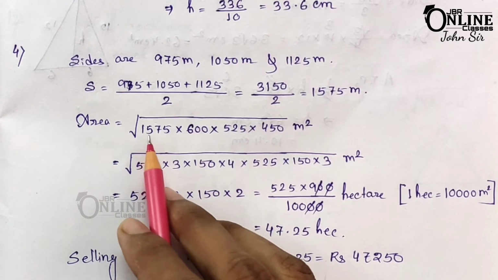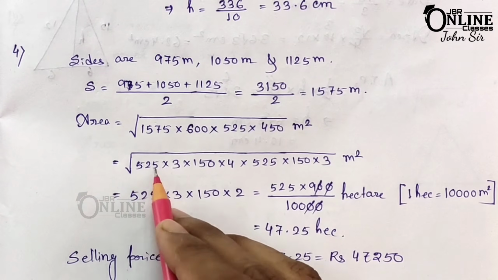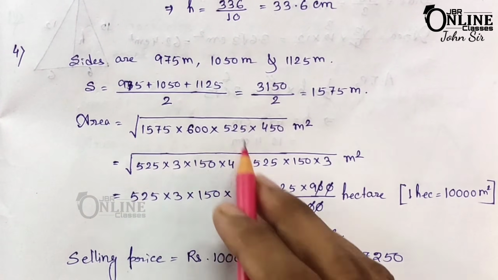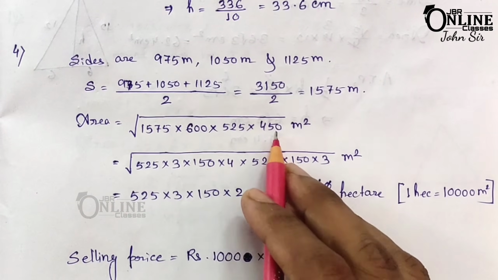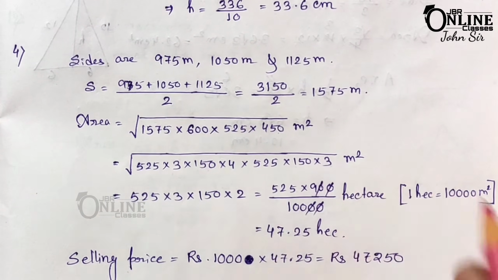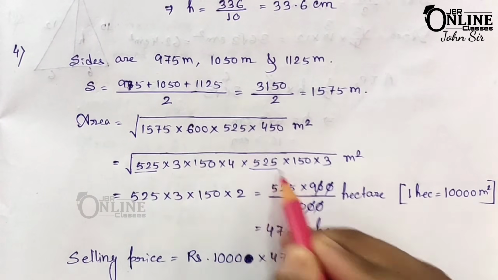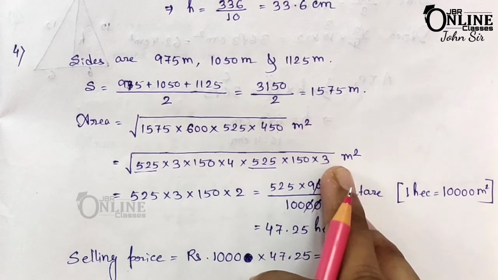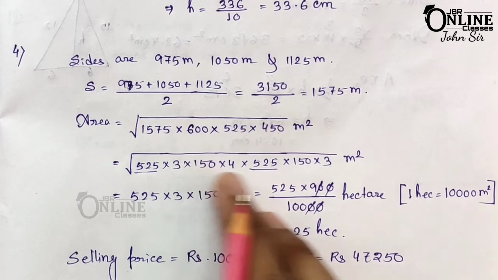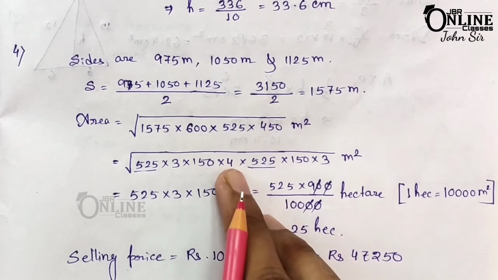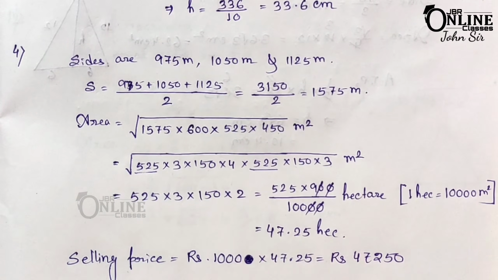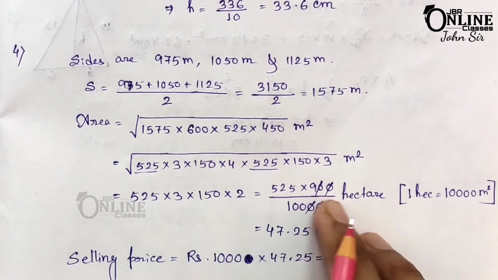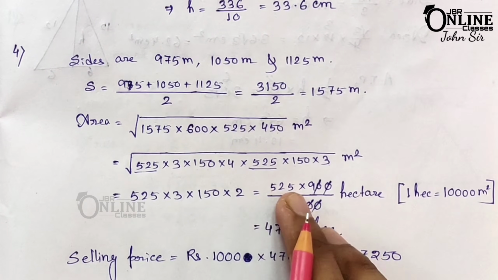Okay, now 1575, that means 525 into 3. Next 600 means 150 into 4. 525 will be here, and 450 means 150 into 3. So after the root, it will be only 525. Next here 3 and 3, so that will be 1. 150 into 150 becomes also 1, and root 4 means 2. Okay, so 3 into 2 is 6, 6 into 150 means 900. 900 into 525 meter square.